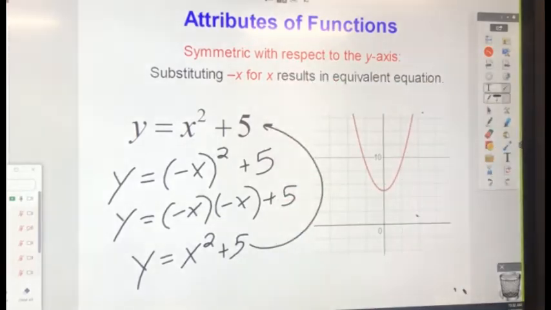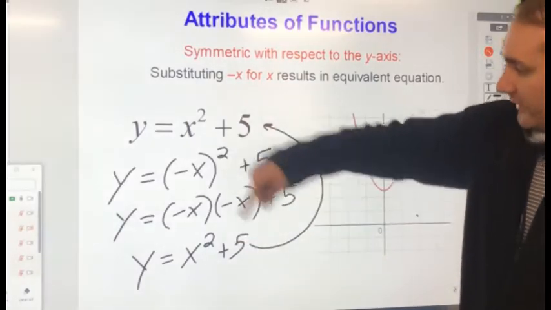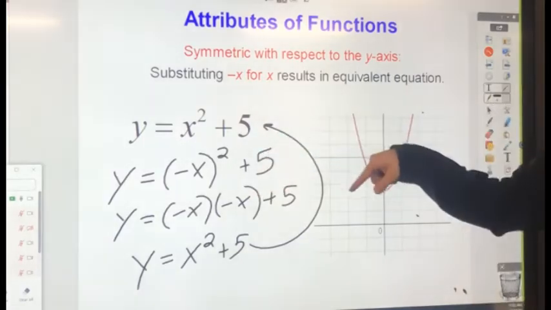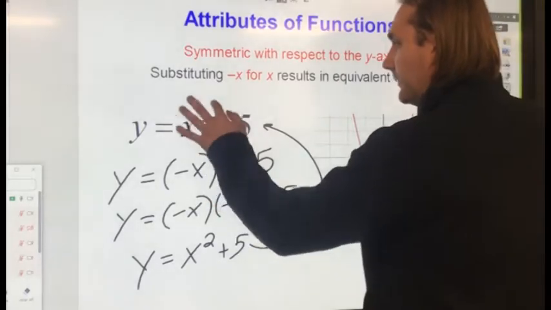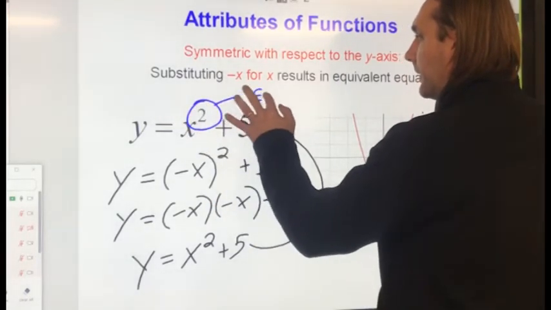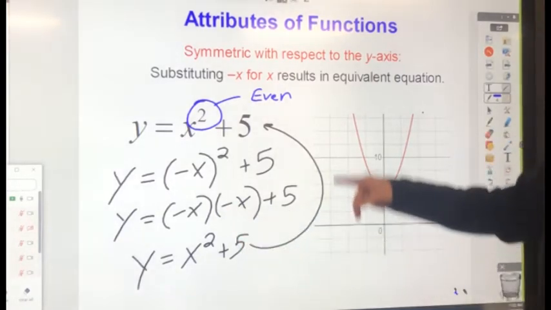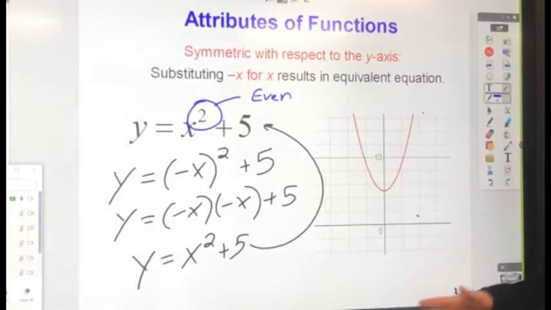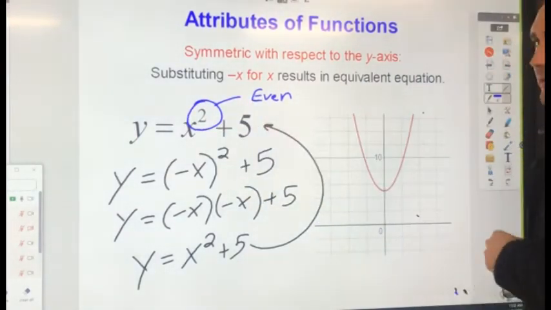It passes this test. Now if you note, there's only one type of function that will pass. Notice I had an even number of negatives, right? A negative and a negative makes it positive. So as long as this power is even, it will create a positive value. You'll get your original function. Now note, it's not a guarantee, it's just a quick reference when you want to start off. I see a 2 that's even, I'm thinking it's symmetrical along the y.